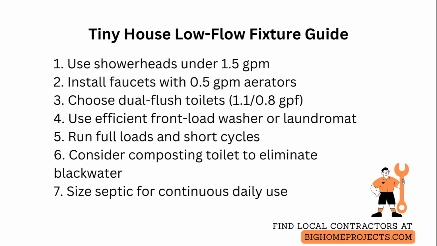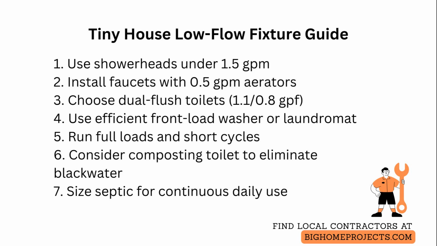For washing, select an efficient front-loading machine rated for low water per load, or plan regular trips to a laundromat to avoid excessive on-site wastewater. Always run full loads and use short cycles when feasible to conserve water. Consider a composting toilet to eliminate blackwater entirely, which simplifies septic design and can significantly reduce required tank and drainfield sizing. Be sure to follow manufacturer instructions for ventilation and maintenance.